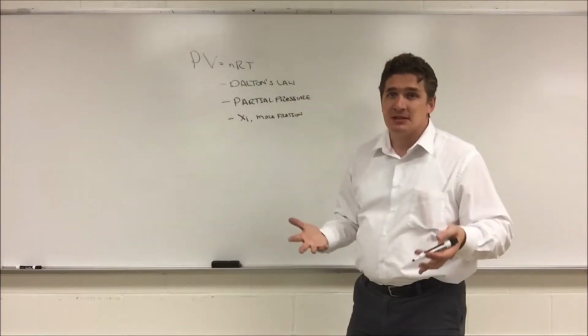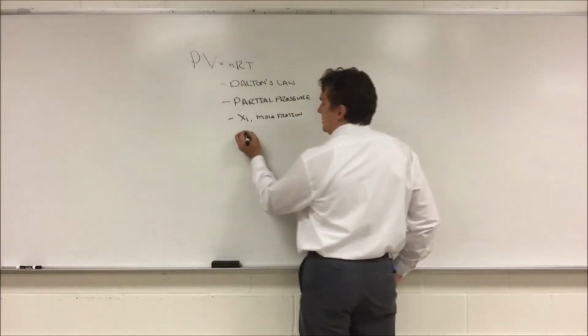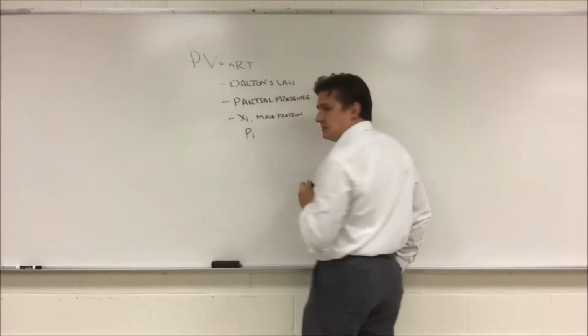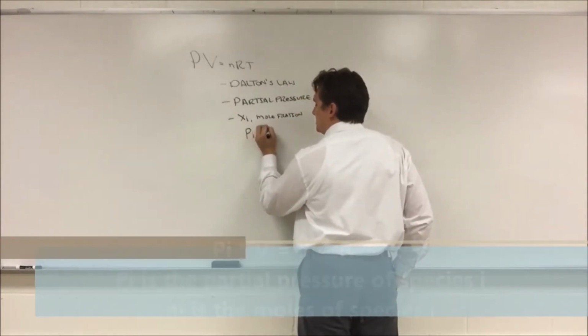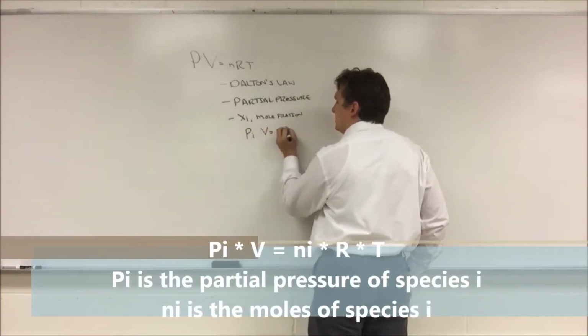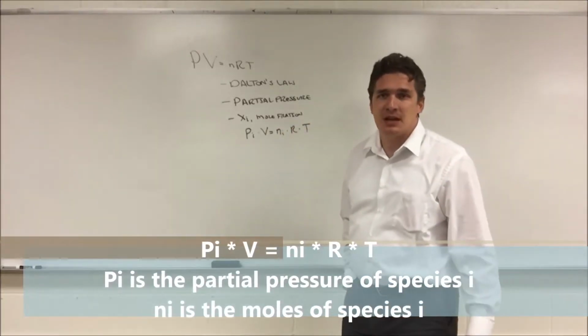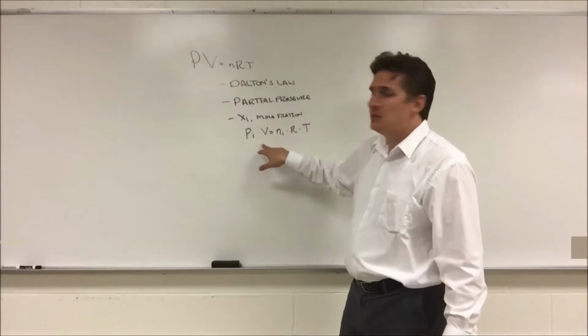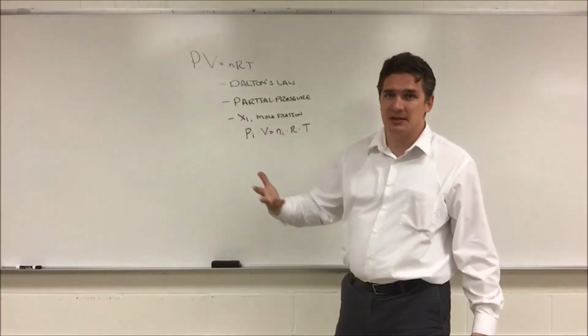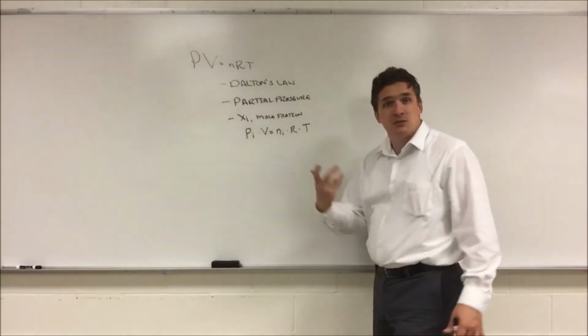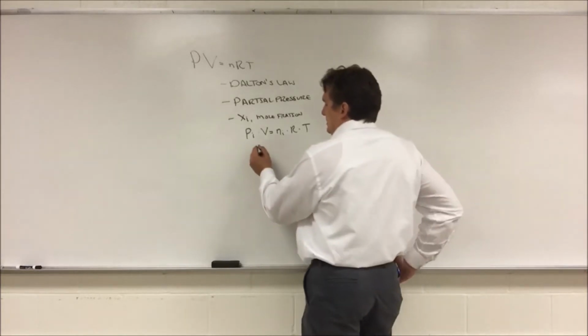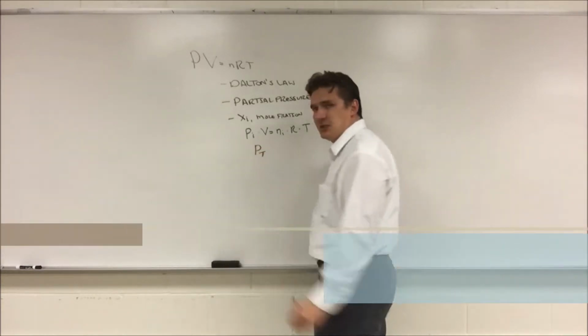Now what Dalton's law tells us is that, 1, the pressure due to species i is just the moles of species i times R times T over the volume. So this is just kind of a statement of the obvious. The pressure is going to be proportional to the number of moles, and this RT over V is going to be our scaling constant.